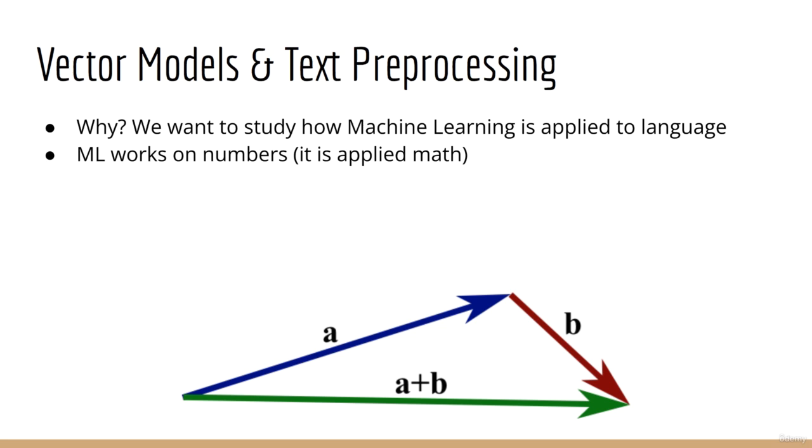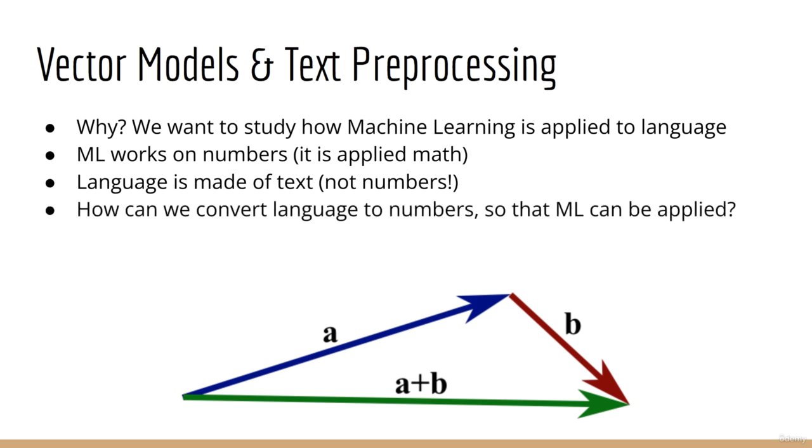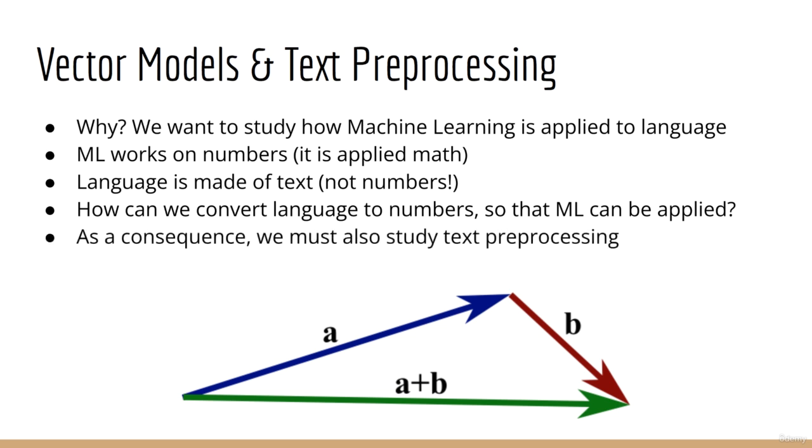So this is the main issue. Language is not represented by numbers. Language is represented by words and characters, which are discrete categorical objects. So this section essentially answers the question, how can we convert language into a numerical representation so that we can apply machine learning to language? As a side effect, this section will also cover text preprocessing, which is what must be done in the code when you're working with text to actually get the text into a numerical format.